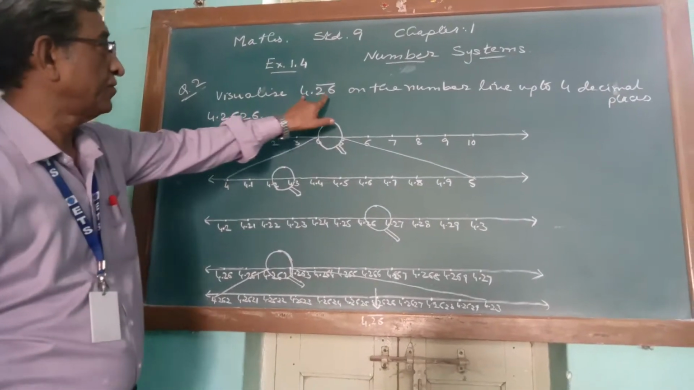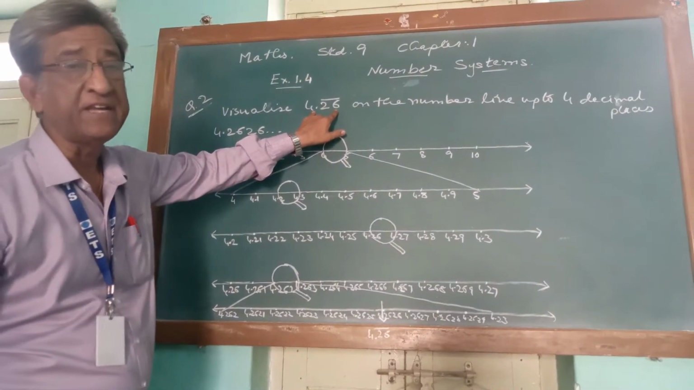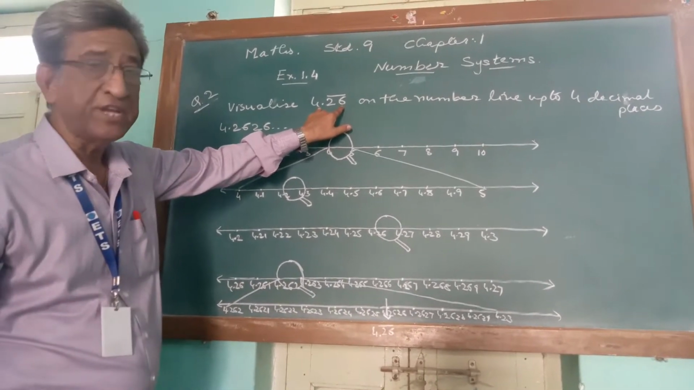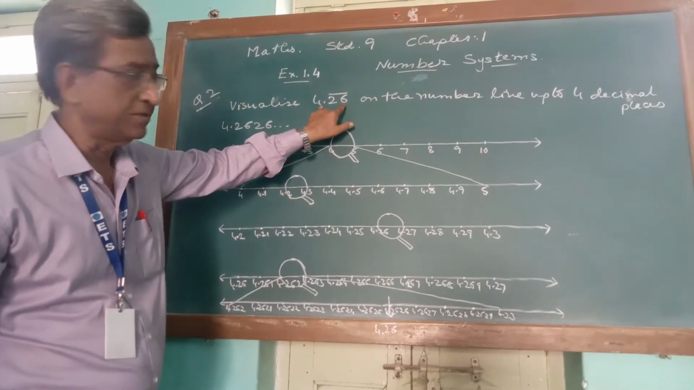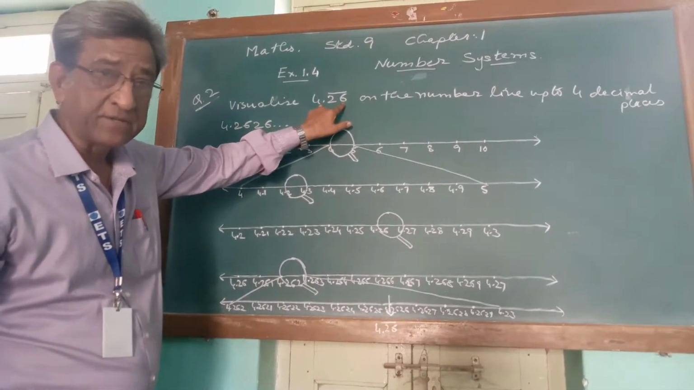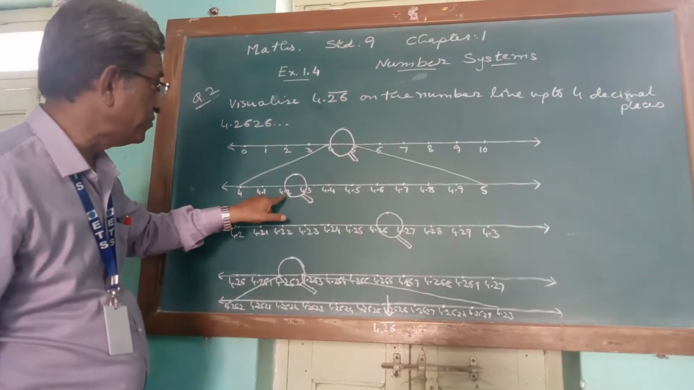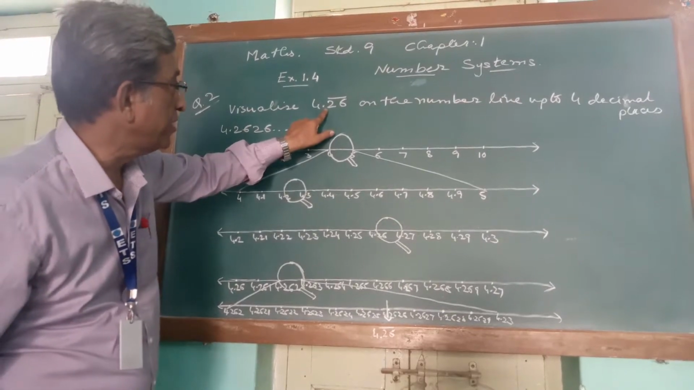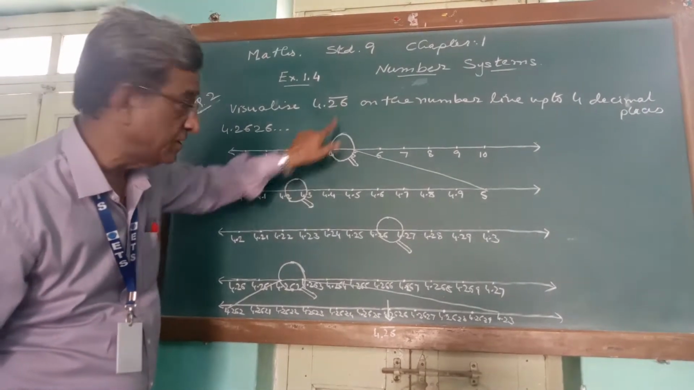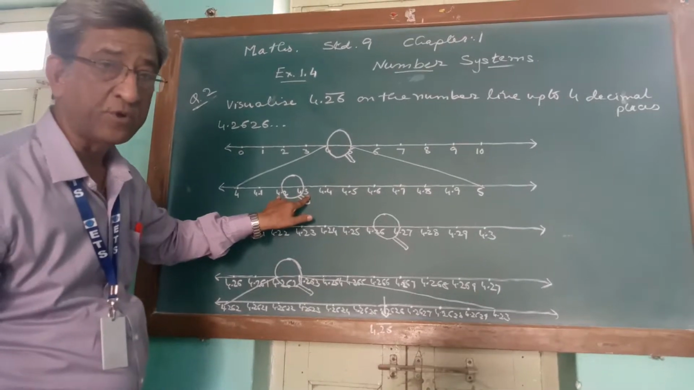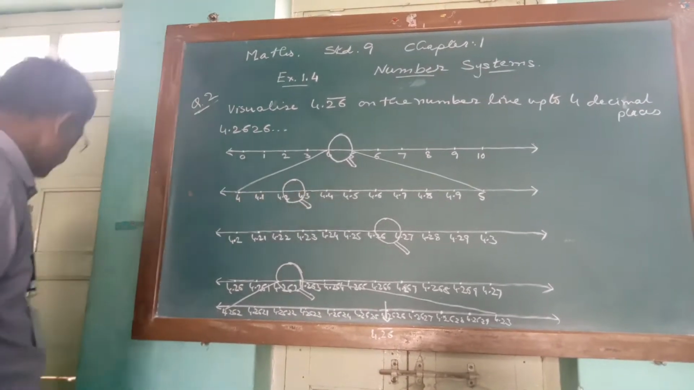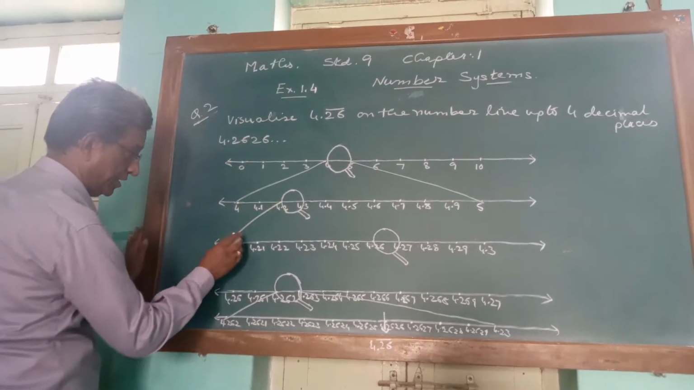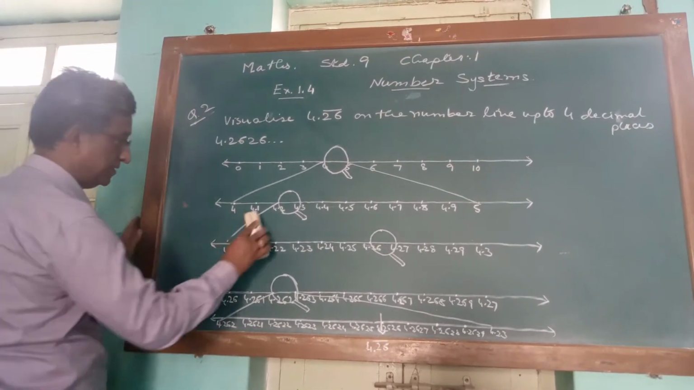Now again think, 4.26 will lie between which two numbers? You can understand that 4.26 will lie between 4.2 and 4.3. Now enlarge the region between 4.2 and 4.3 by drawing this line.